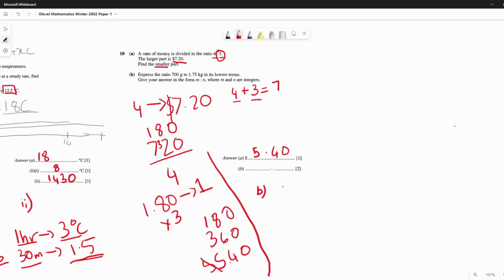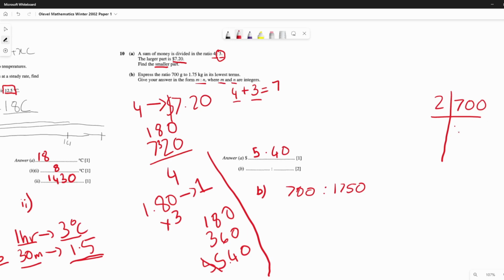Express the ratio 700 grams to 1.75 kilograms in its lowest terms. Give your answer in the form m is to n, where m and n are integers. Okay, so we have 700, and we can convert the other one into grams as well, which would be 1,750 grams. So a quick way to do this would be to simply find the highest common factor of both of these.